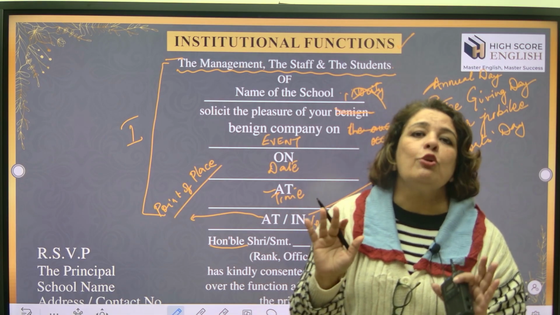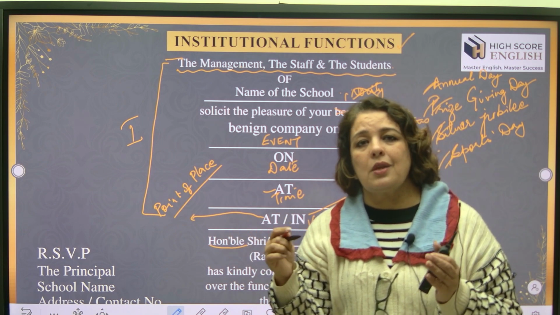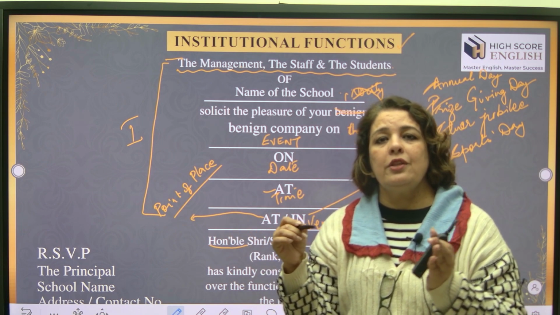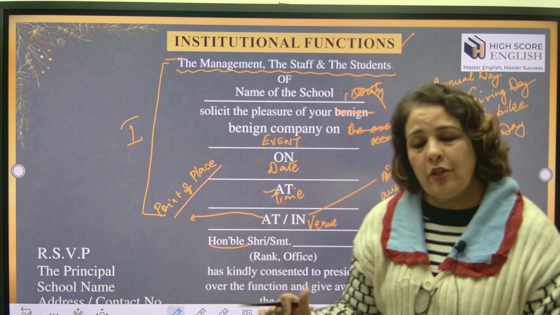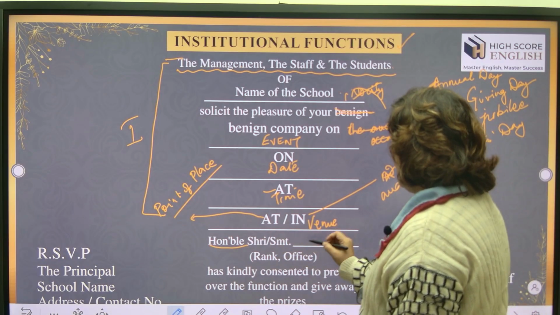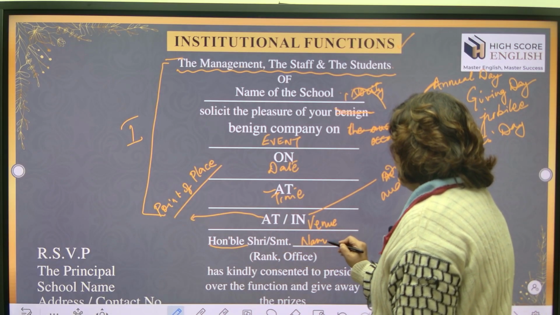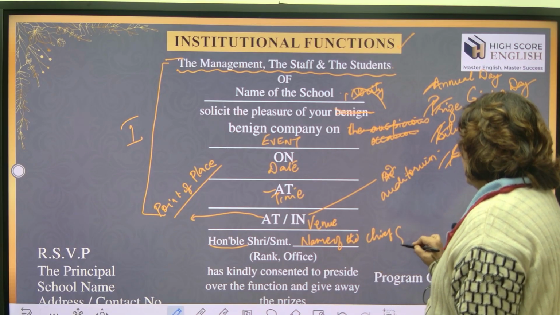But don't write "ji" also. I don't know how that system has started, Honorable Shri Narendra Ji Modi. No, we don't have to do that when we are writing a CBSE answer. In your personal life, do whatever you want to do. Now, Honorable Shri, and you are going to write the name of the chief guest.